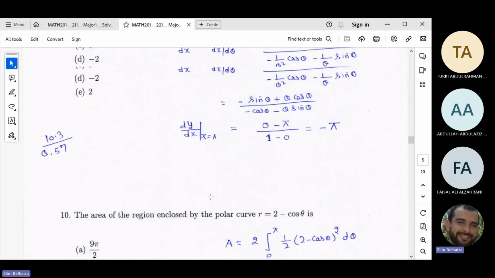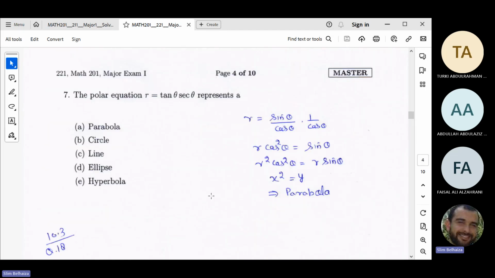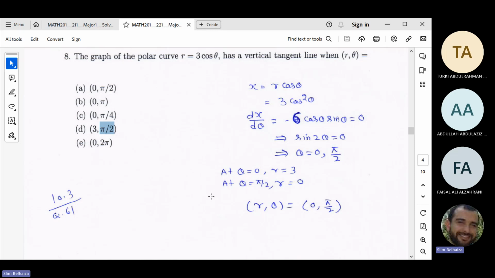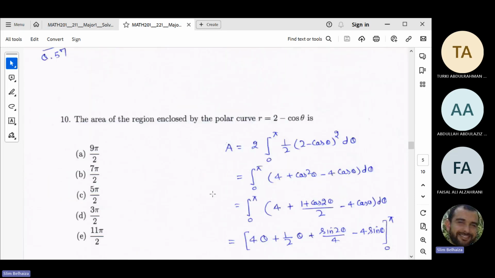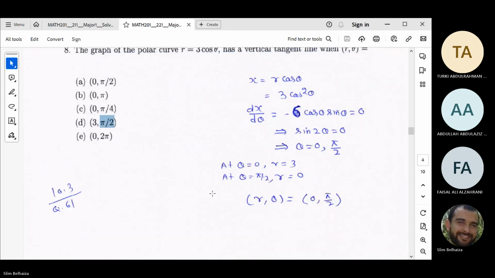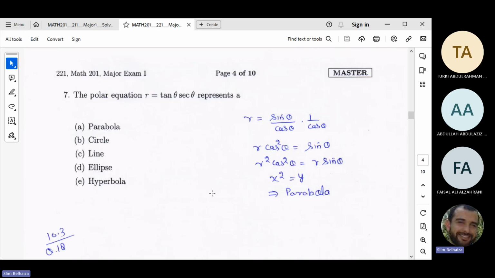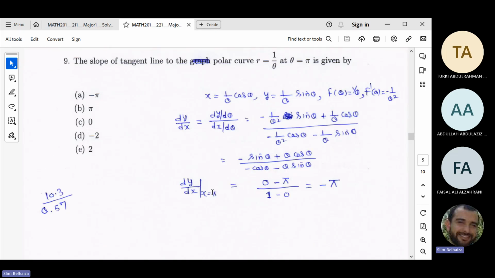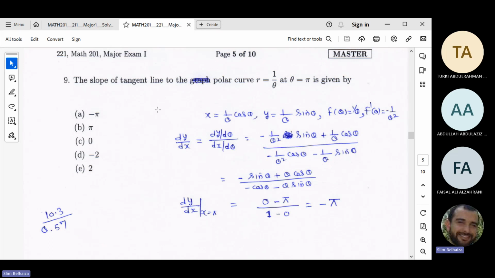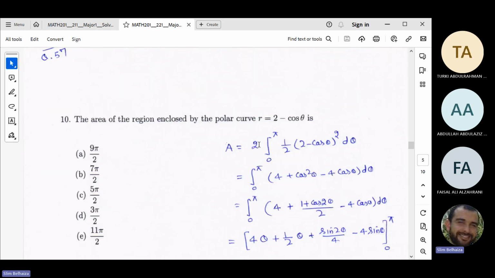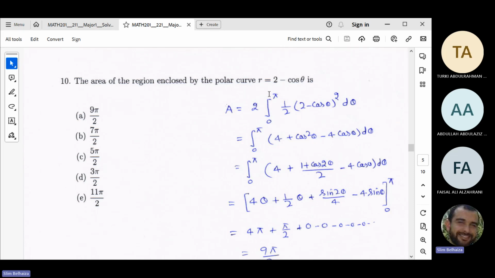I think we visited, at least superficially, most of the patterns or most of the contents we need to cover, though we didn't solve them in detail. Here in question 9 we're talking about the slope of the tangent line, so we need to find dy over dx. In question 10, area of a region enclosed by a polar curve, 2 minus cosine.